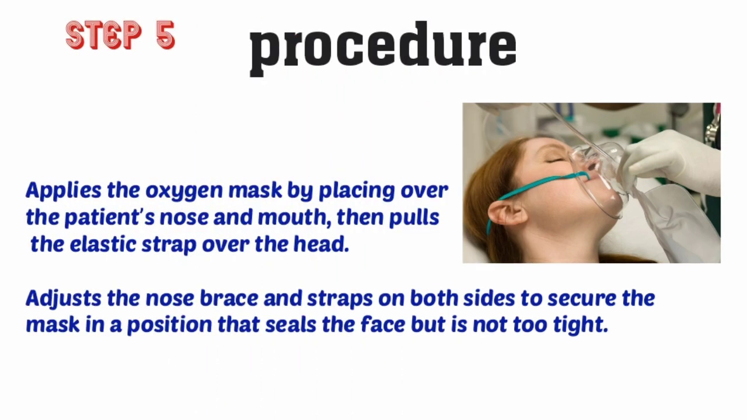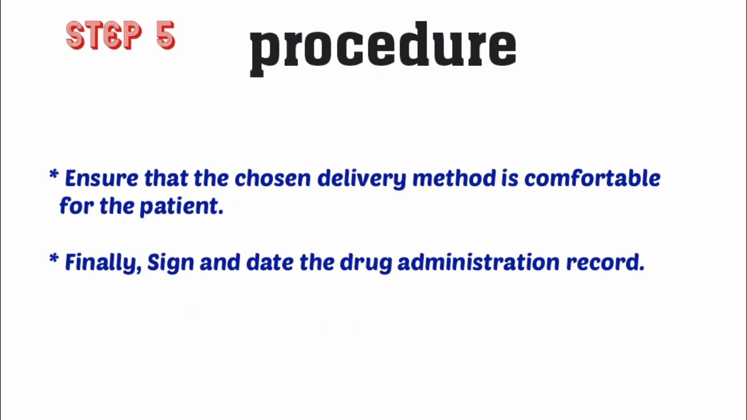Once the reservoir bag is fully inflated, apply the oxygen mask by placing it over the patient's nose and mouth, then pull the elastic strap over the head. Adjust the nose brace and straps on both sides to secure the mask in a position that seals the face, but make sure it is not too tight for the patient. Ensure that the chosen delivery method is comfortable for the patient. And finally, sign and date the drug administration record.